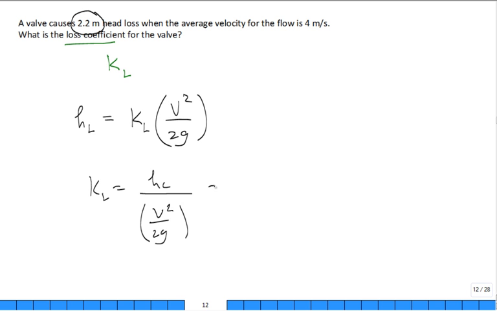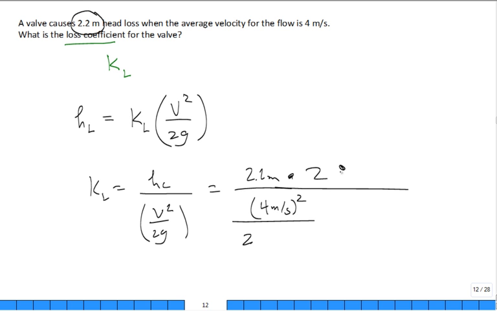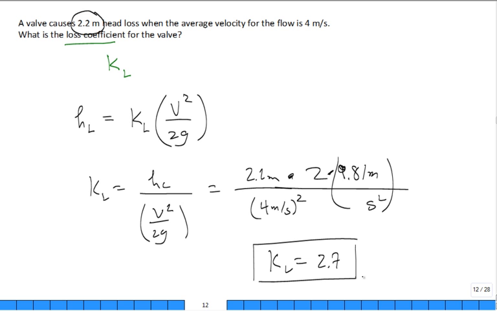Just work through the math. You have 2.2 meters of head loss. You have the velocity of 4 meters per second, quantity squared. You divide by, let's put the 2 up here, and the 9.81 meters per second squared. Does that look good for units? And so you can run the number, and you get a K_loss of like 2.7. Oh, are there any dimensions on K? No. Were there any dimensions on f, friction factor? No.